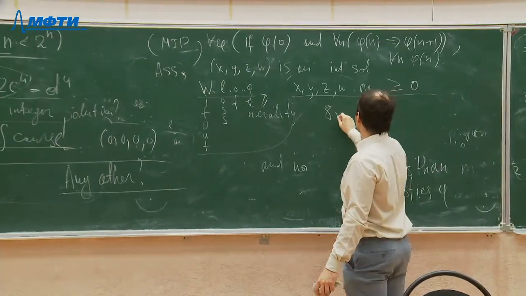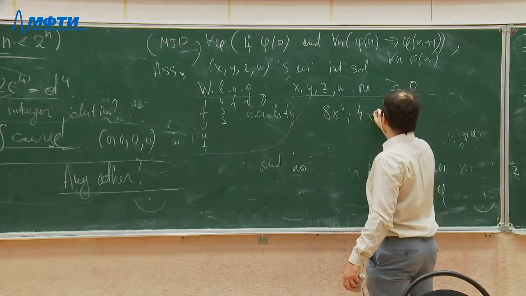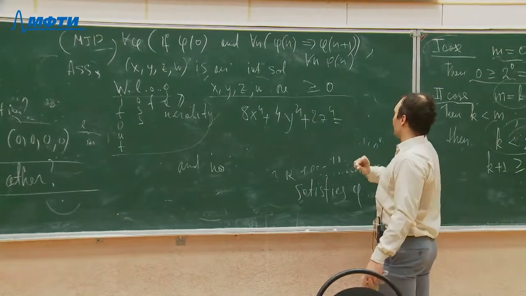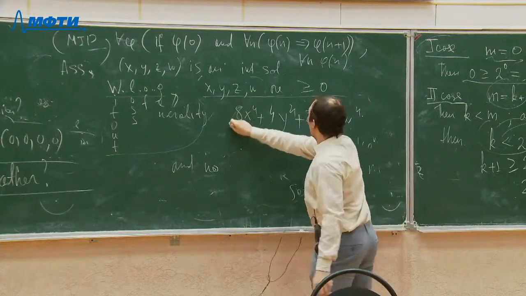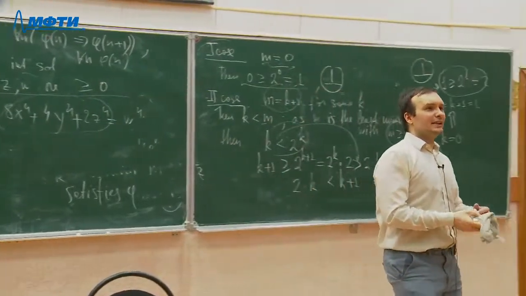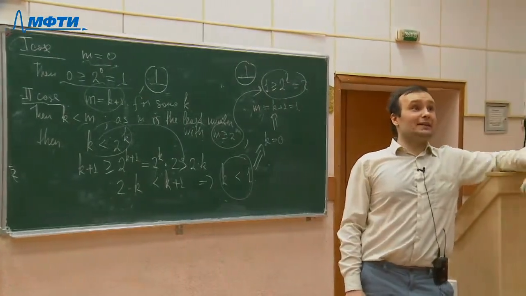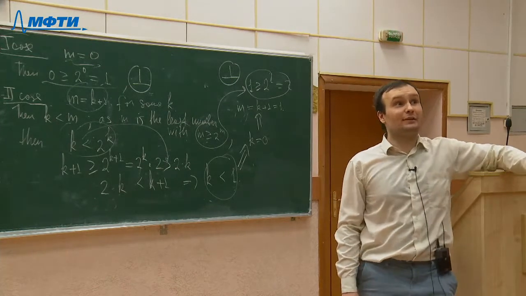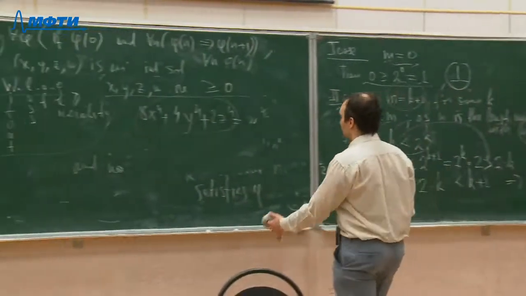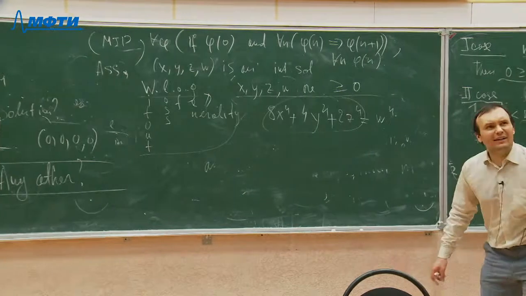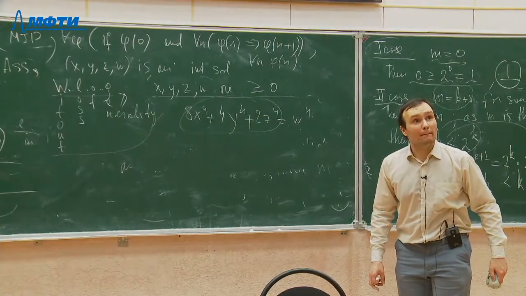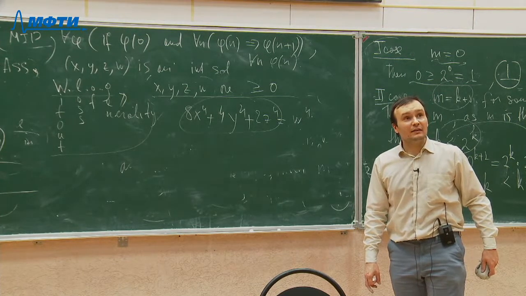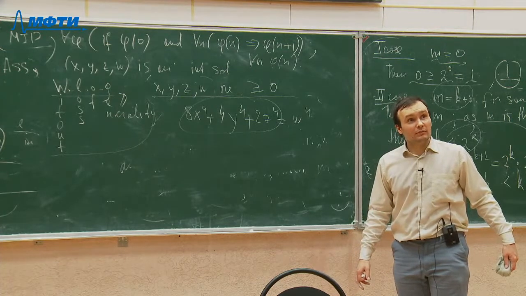And now, it won't take much time. Just a minute. What can you say about this integer number in terms of divisibility? Here we have 8 multiplied by something plus 4 multiplied by something plus 2 multiplied by something. What can you say about it? It's divisible by 2. That number is even.